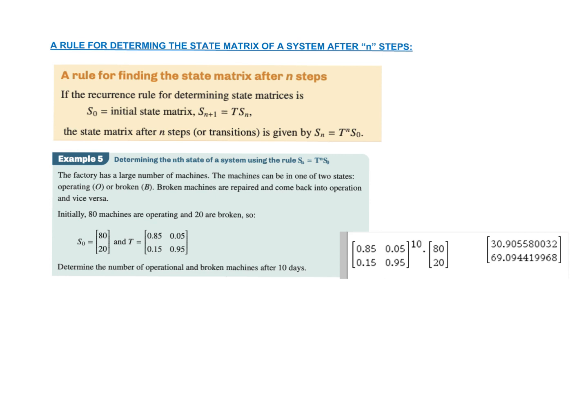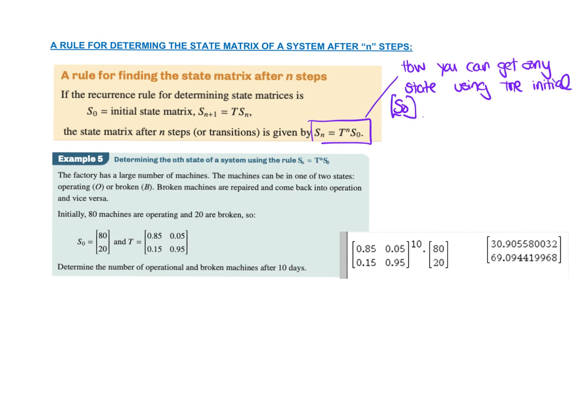And here is the rule for how you can get any state using the initial, which is S0. Say I wanted to find state 14. What I do is I do the transition to the power of 14 and I times it by S0. So if you do that, it will get you there quicker.